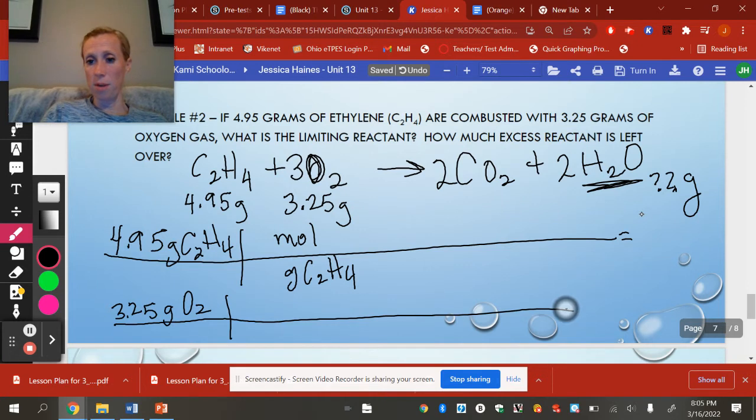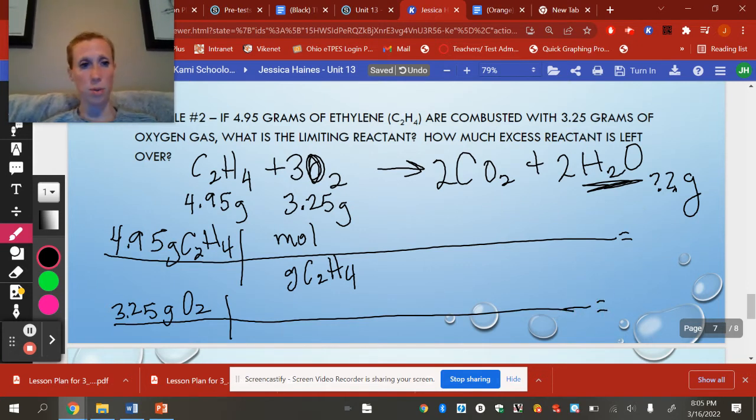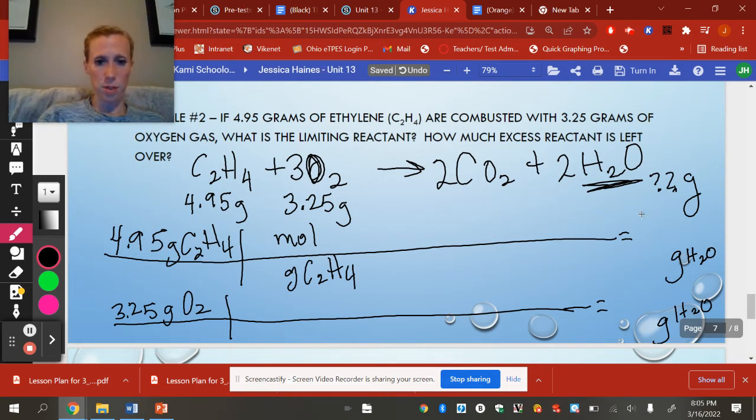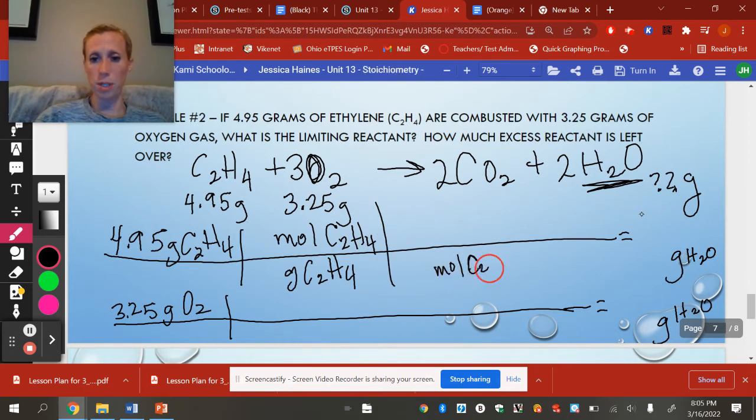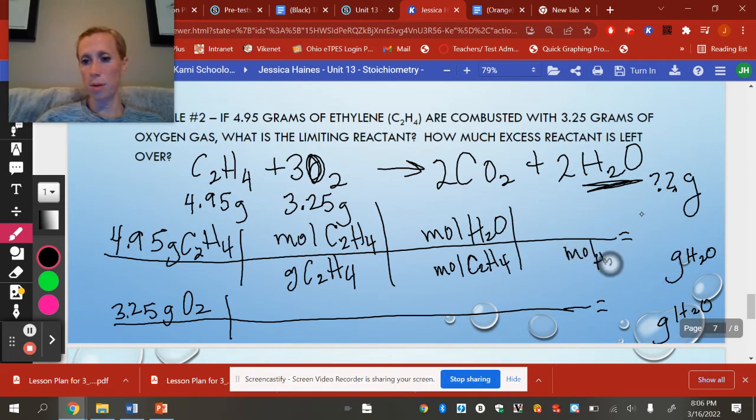So again, my final answer to these bridges, to help me identify which one runs out first, is both going to be in grams of water, and then I'm going to compare those two values. Okay, so back to my first bridge here, C2H4. Now that I'm at moles, I can go from moles of C2H4 to moles of whatever else I want, and I chose water as my product to go to, and then moles of water to grams of water.